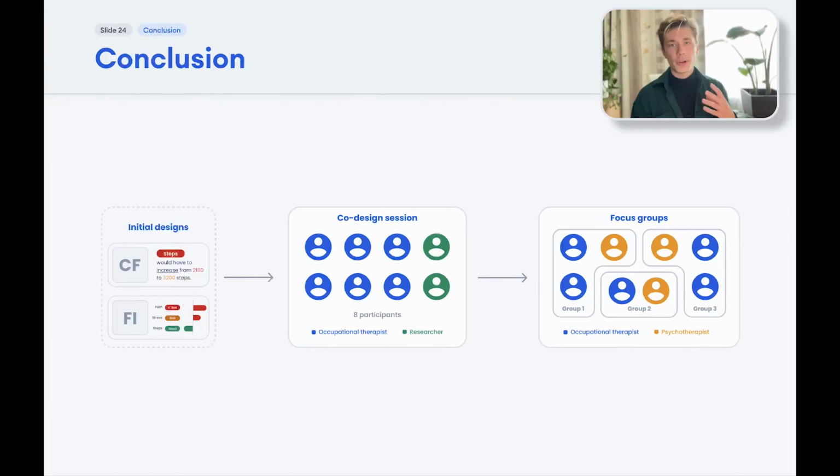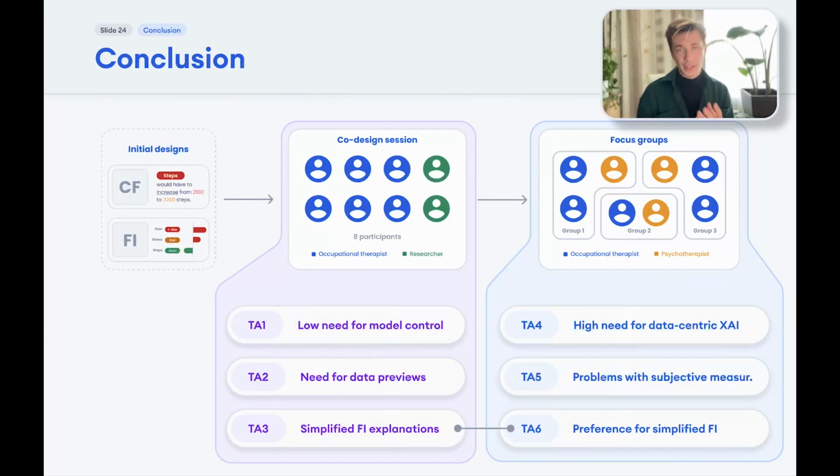So I quickly want to summarize the work that we have done, where we started off with initial designs based off of previous literature into how to design explanations, and then through 2 studies we were able to extract various themes as to how these explanations should be designed.